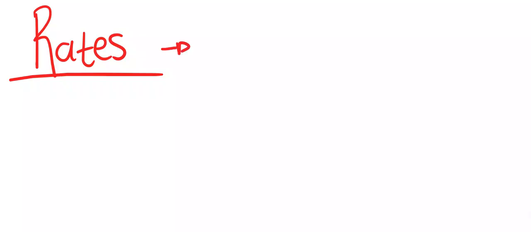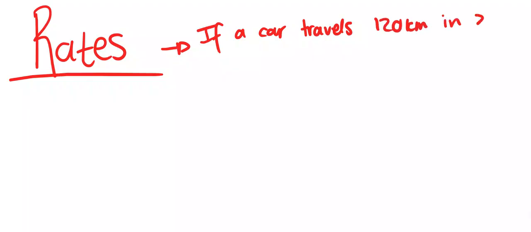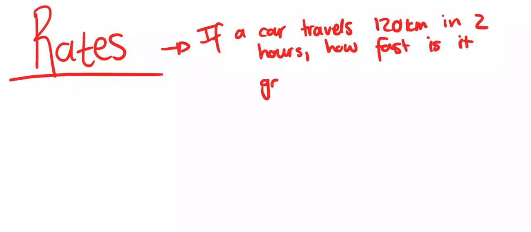So for example, if we have a question that says, if a car travels 120 kilometers in 2 hours, how fast is it going? This is an example of rates. Like I said, we're comparing two things that are different. The first one being kilometers, that's the first thing we're comparing against hours. Those are the two things that we are comparing to each other.